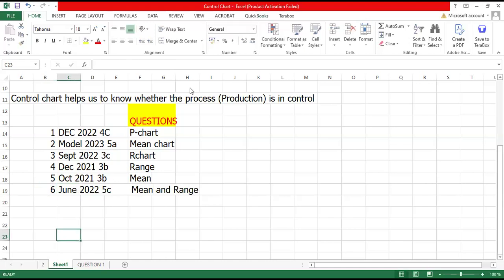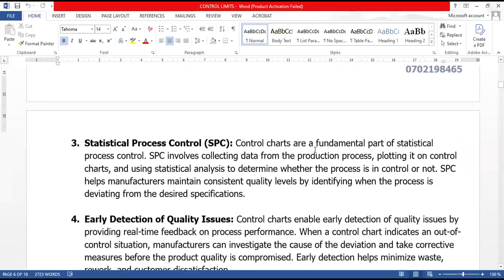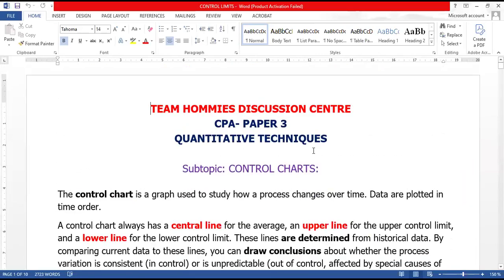Okay. So these are some of the questions, past paper questions. It's a very common area, but it is not hard. Okay. I think I'm going to share to those who don't have.